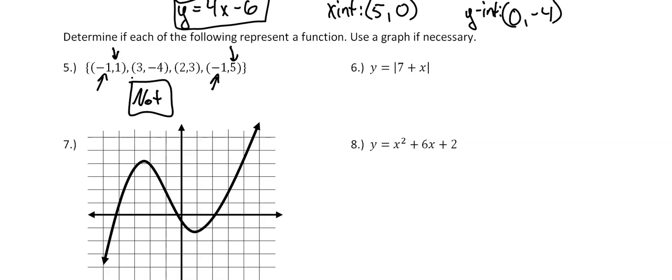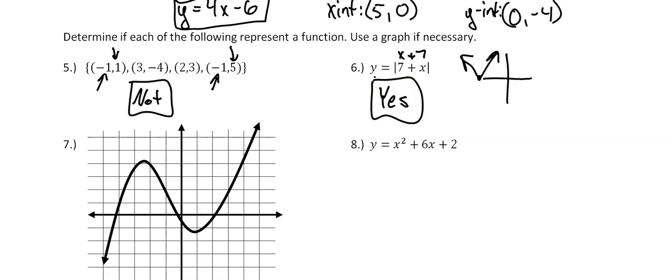This one, you just kind of have to think about the graph here. And really, as soon as I see absolute value, I know that this thing is a V. And typically we have this written as |x + 7| instead. But we can see the vertex is (-7, 0). That's back here somewhere. And it's a V that opens up. And just thinking about it real quickly, I haven't done a real involved graph here, but it passes the vertical line test, so this one is a function. I'll just put yes. Okay.